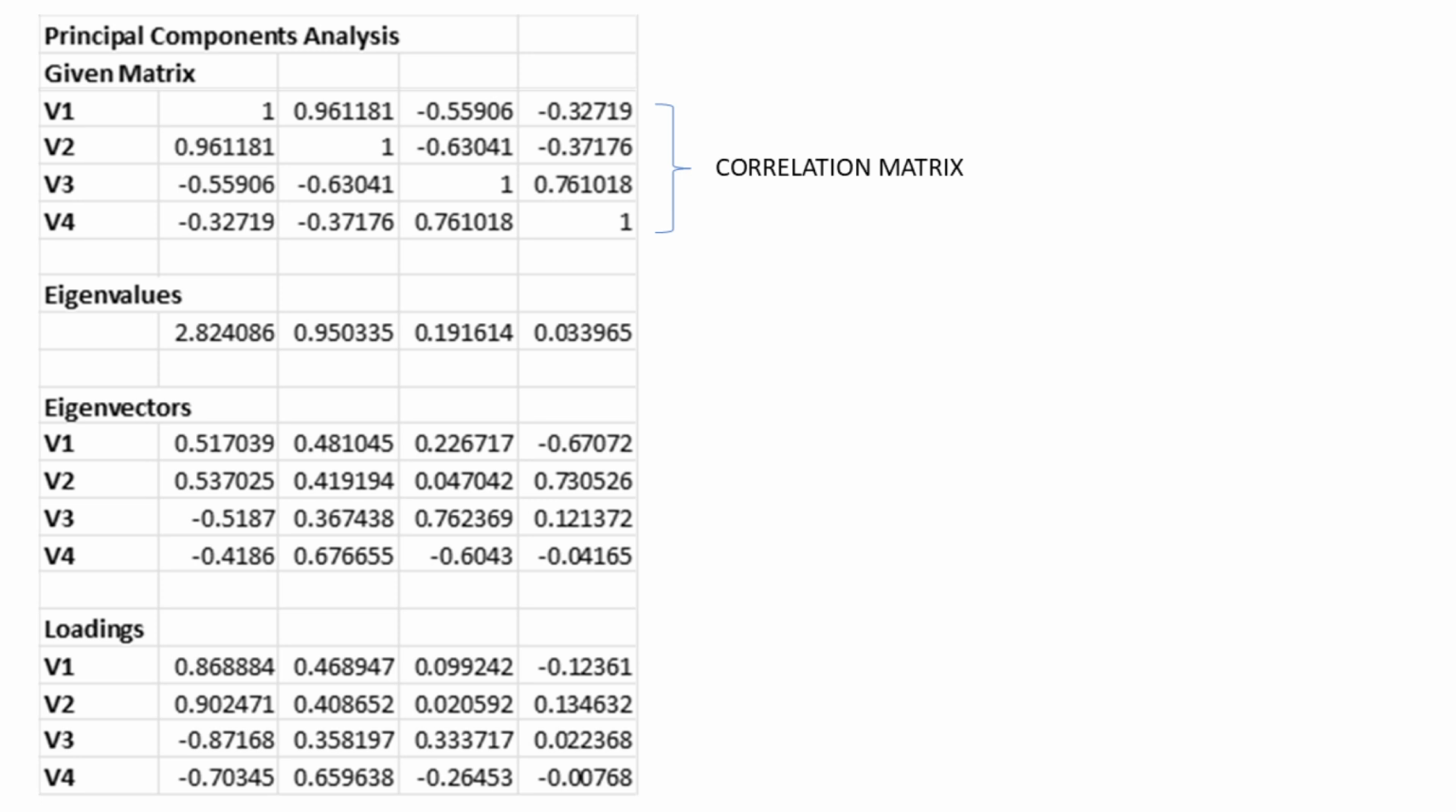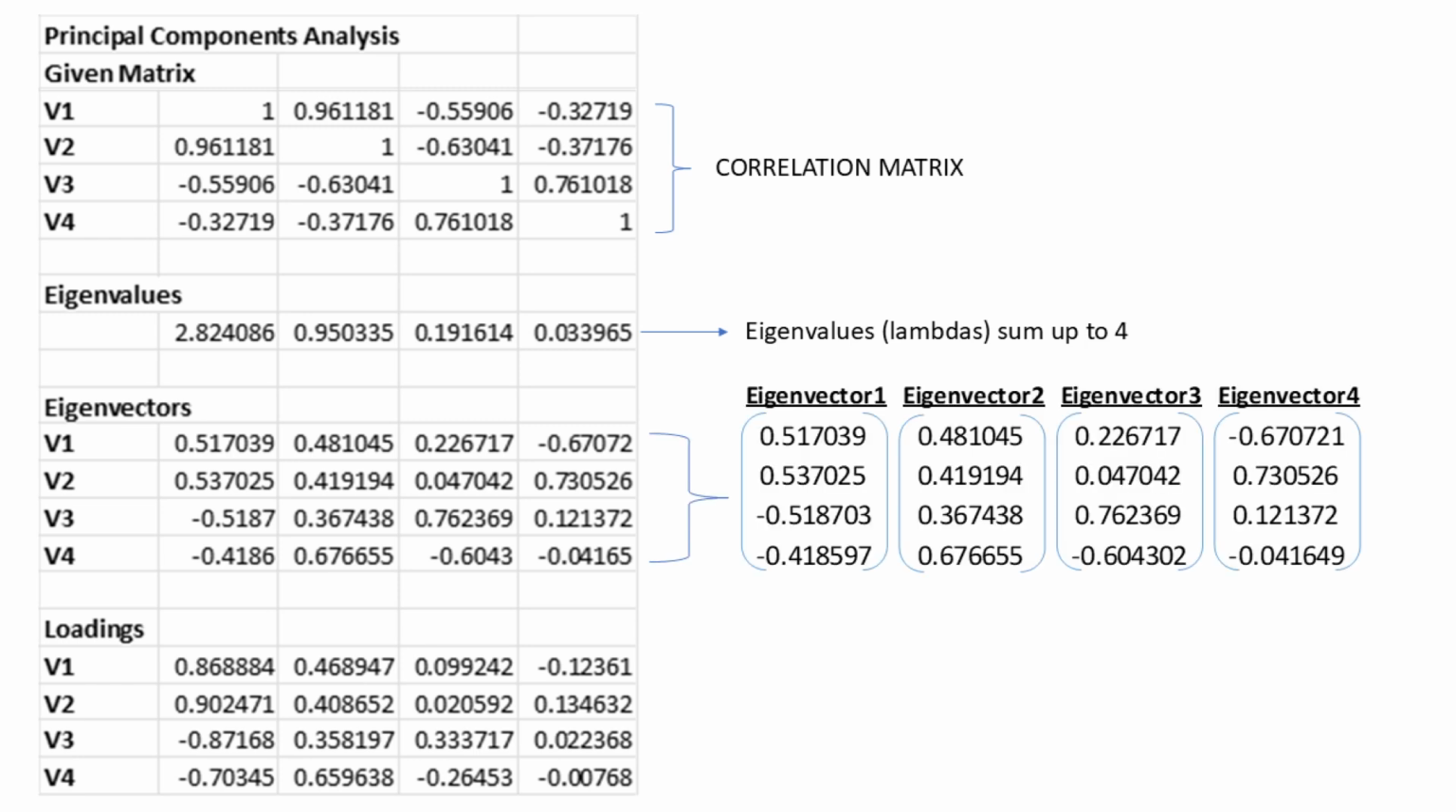The eigenvalues or lambdas are sorted in descending order from left to right. Do note that the eigenvalues sum up to the number of variables. Here it's 4. The eigenvectors, listed from left to right as well, correspond to the n principal components generated. Here it's 4.